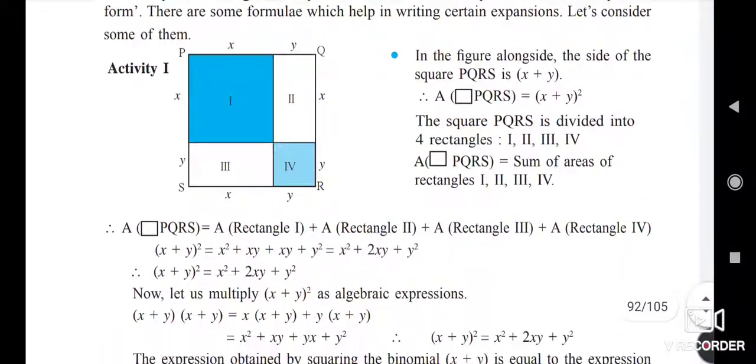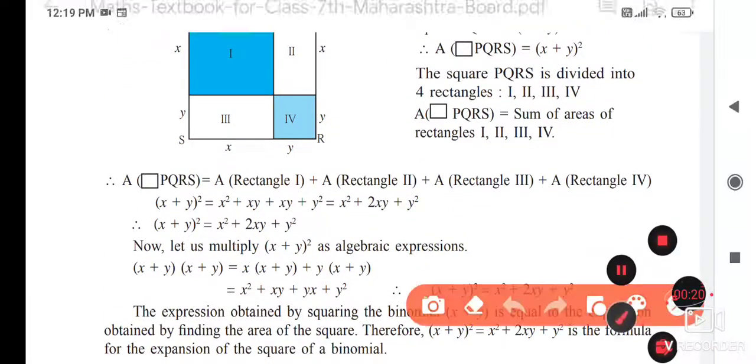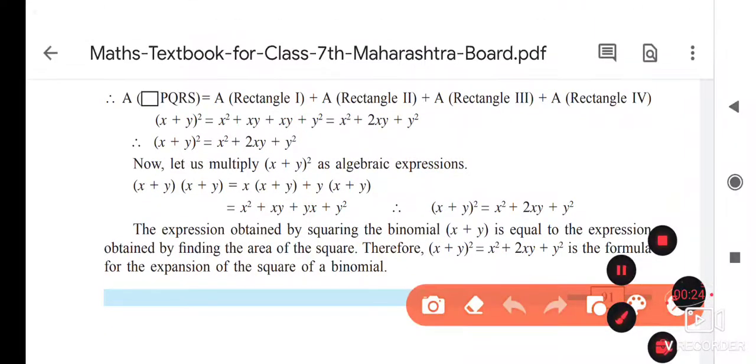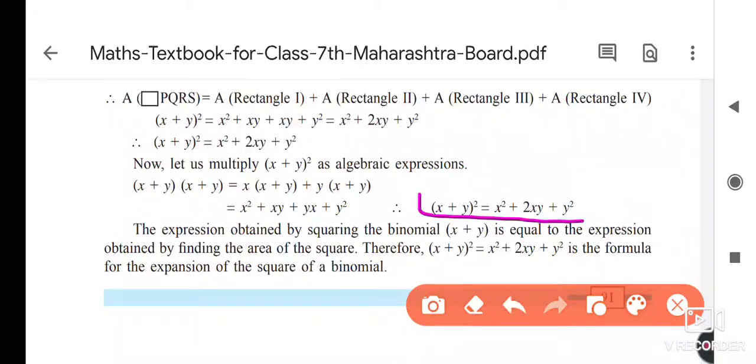In the last lecture, we saw the expansion formula of (x plus y) whole square by both methods, by activity and also by multiplication, and I told you to learn this: (x plus y) square is equal to x square plus 2xy plus y square.